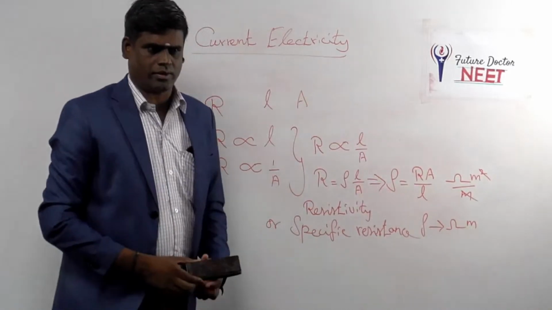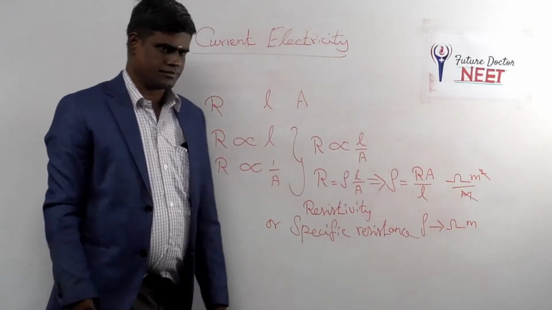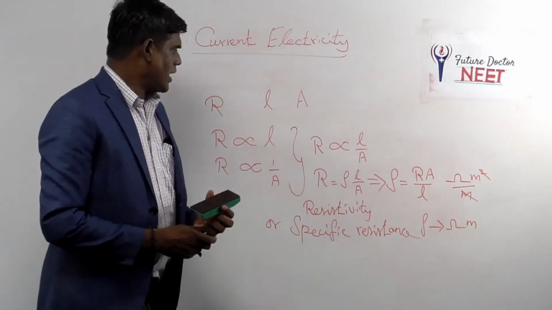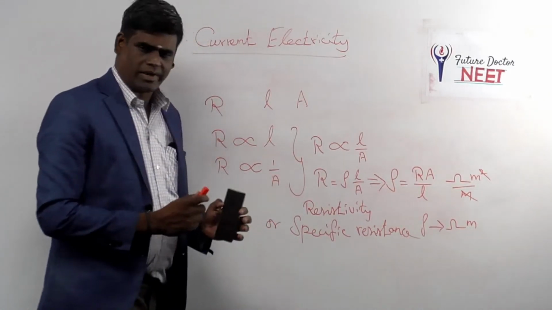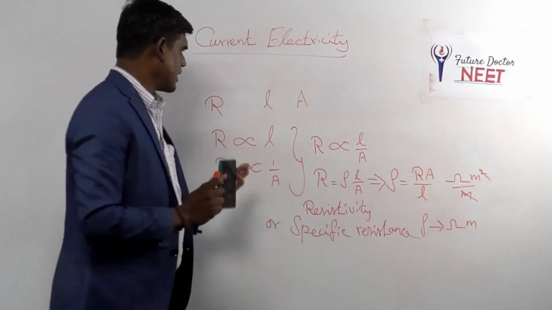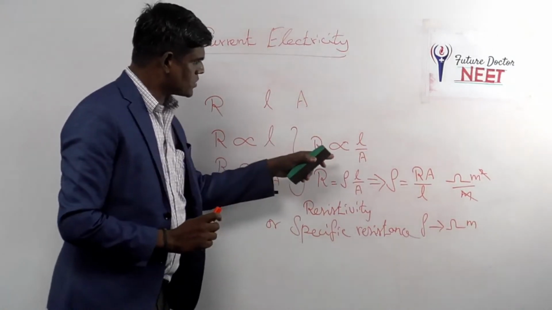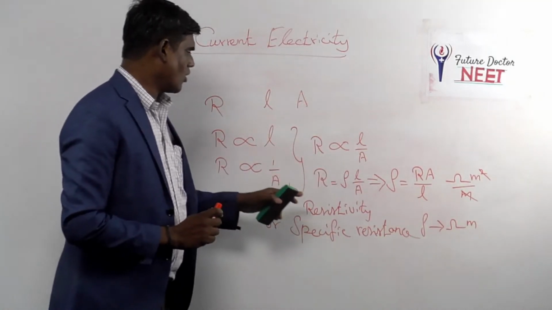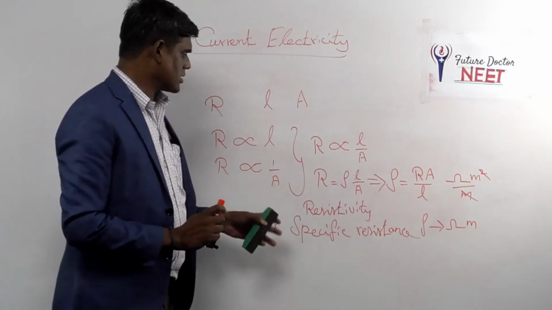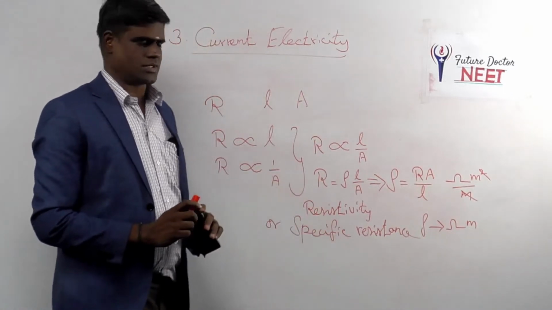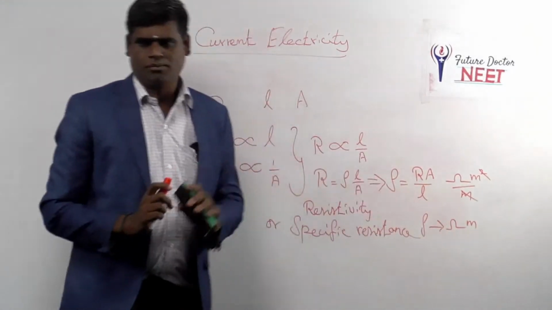Try to write while I am teaching, okay. I am teaching very slowly only. So as we said, resistance R is proportional to L, but R depends upon some factors, that is, length of the wire and area of cross section of the wire. So R is proportional to L by A. Then R equals rho into L by A, and here rho is another constant, called resistivity or specific resistance. Its unit is ohm into meter.